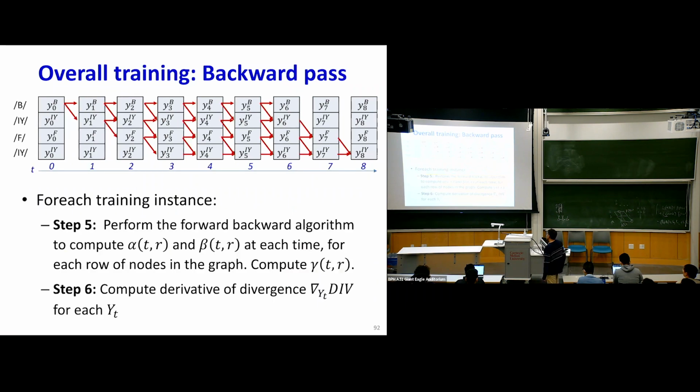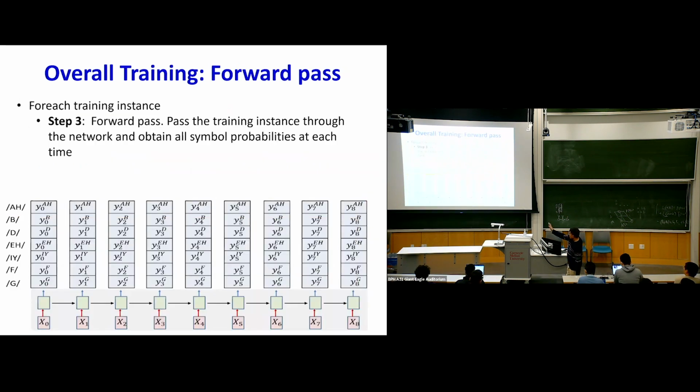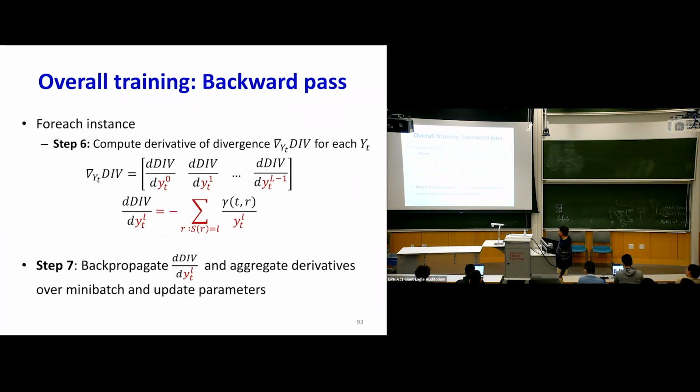Then from this, you first perform a forward pass and compute an alpha at each node. And then you do a backward pass and compute the beta at each node. Then you can multiply alpha and beta and normalize and compute the gamma at each node. And from the gammas, you can now compute the derivative of the divergence with respect to the output y_t at each time. So that's going to be the derivatives with respect to each of these columns in the bottom portion, right? And those are going to be plugged into your standard gradient descent. So everybody clear?